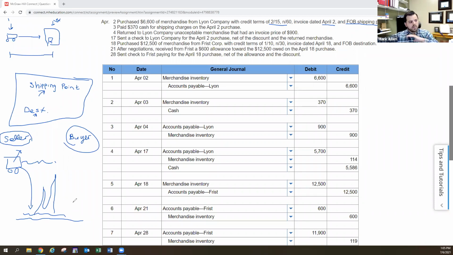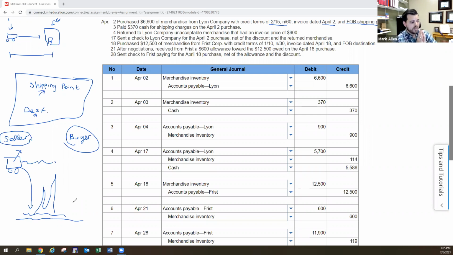This stuff could still be in Northwestern California and my company could be in Southeastern Florida. Doesn't matter that it's on the complete other side of the country. This is my inventory the moment it is shipped as the buyer because it was FOB shipping point. What that also means is that since this is the terms, the seller gets to recognize revenue the moment the items are shipped, right? Very important.